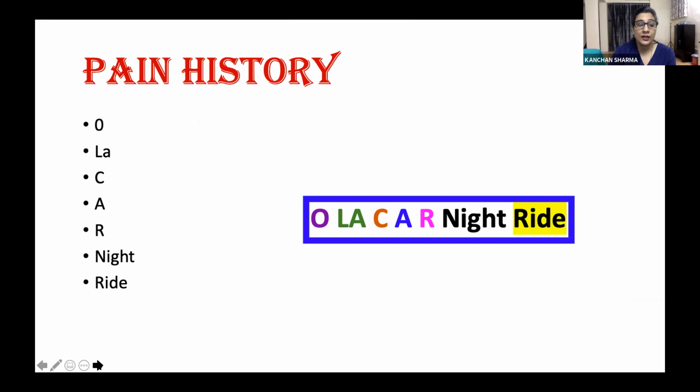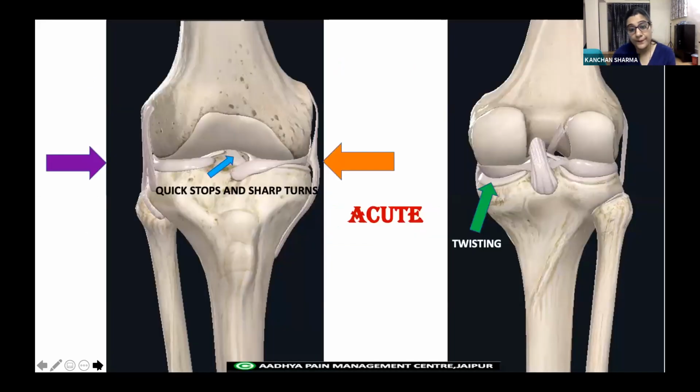So this mnemonic, let's see how it holds true for the knee joint. So when we say onset, acute onset, hardly will the patient come to us, but still you should have this idea. If the patient says, I was just quickly walking and suddenly somebody called me, so I just stopped all of a sudden and I just turned sharply, at that time you can have an injury of your ACL.